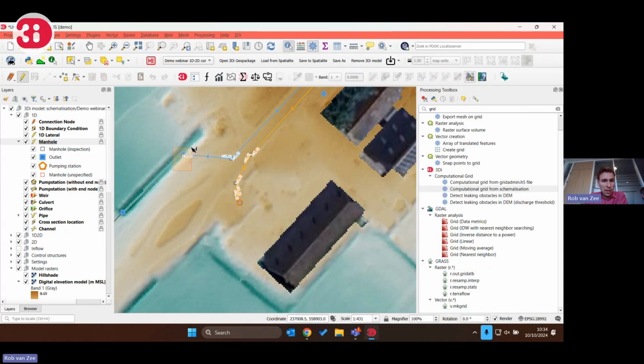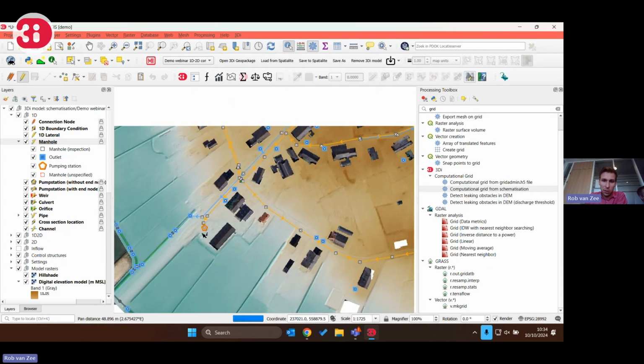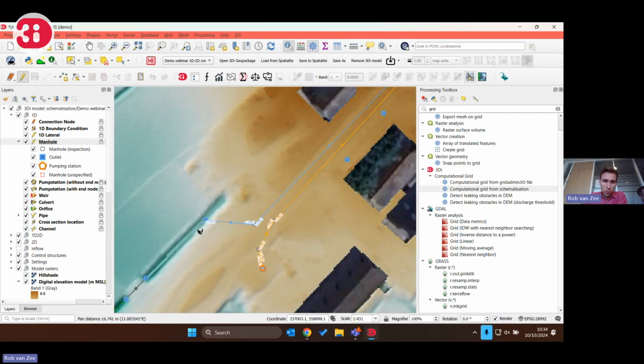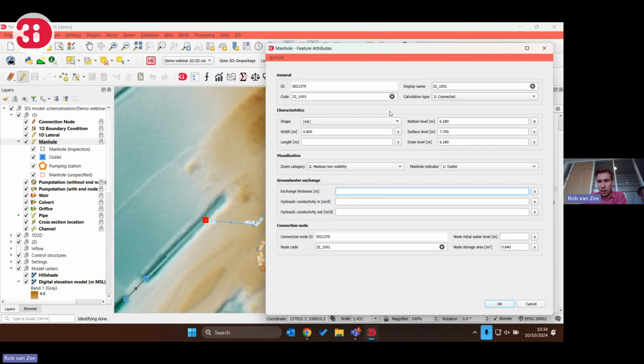Then we go to outlets. Here you can see the outlet. This is actually the outlet of the entire system. And what's really important here is that the drain level is the same as the bottom level. What I told earlier, in inspection manholes, it's mainly 15 centimeters or so below the surface level. But in the real world, an outlet very often isn't a manhole. It's just the end of a pipe. And therefore, we put the outlet level at the invert level of those pipes.